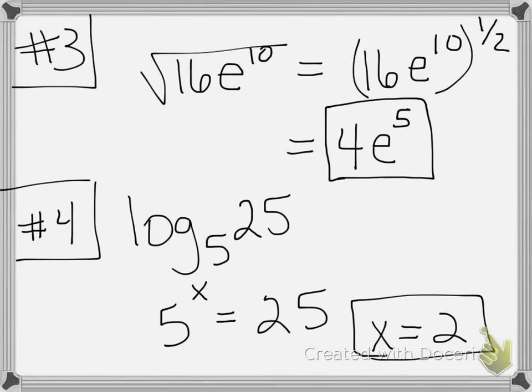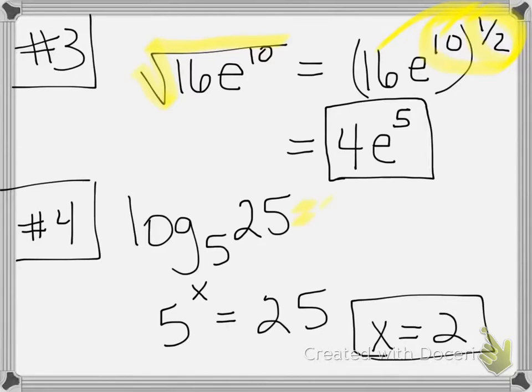For number 3, I've taken the square root of 16e to the 10th, and I've rewritten it as 16e to the 10th to the 1/2 power, because the 1/2 power represents the square root. The square root is equal to an exponent of 1/2. Now if you distribute the 1/2 power to both, that's 16 to the 1/2 power, which is the square root of 16, which is 4, and then e is to the 10th power times 1/2, and 10 times 1/2 is just 5.